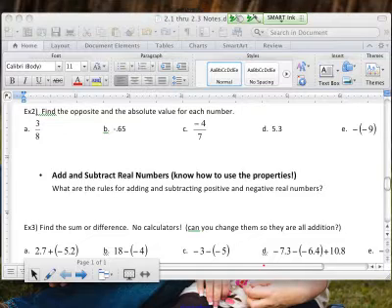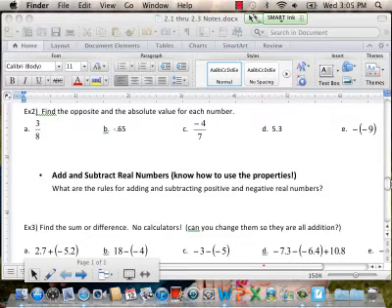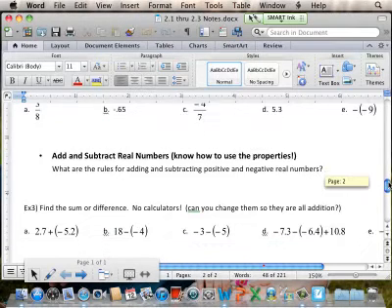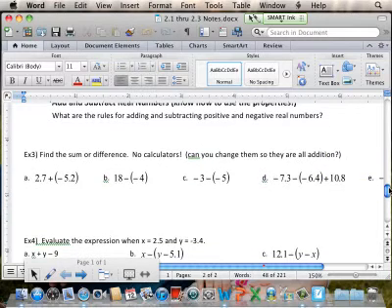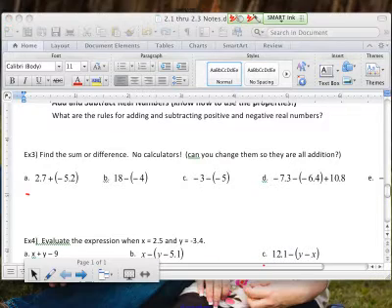Okay. It says add and subtract real numbers, and know how to use the properties. So when we look at the rules for adding and subtracting positive and negative numbers, remember, if you're subtracting a negative, it's the same thing as adding. And if you're adding a negative, it's the same thing as subtracting. So for instance, I could think of part A as 2.7 plus -5.2, or if I don't like that, I can write that as 2.7 minus 5.2.